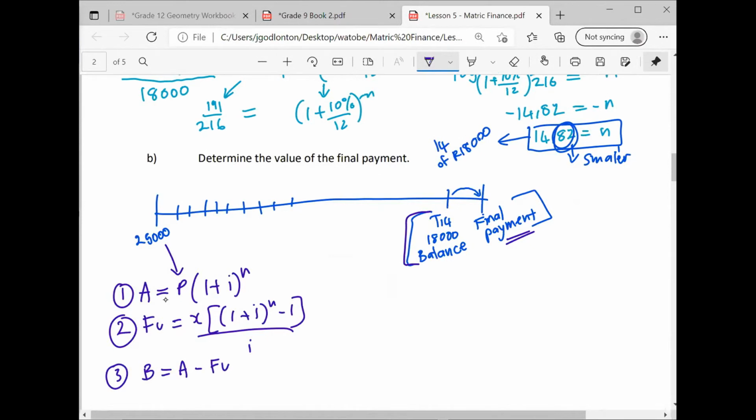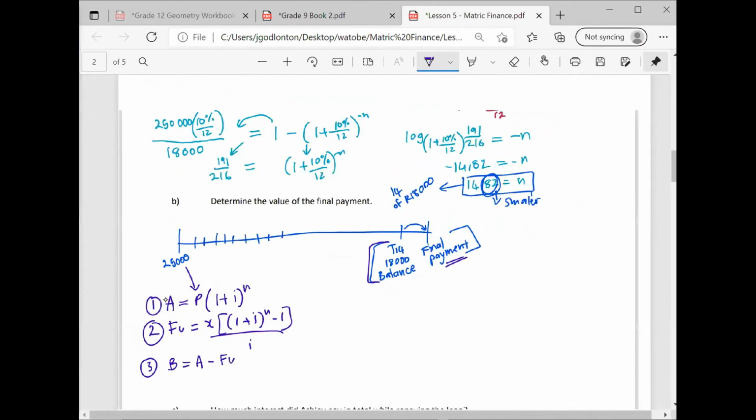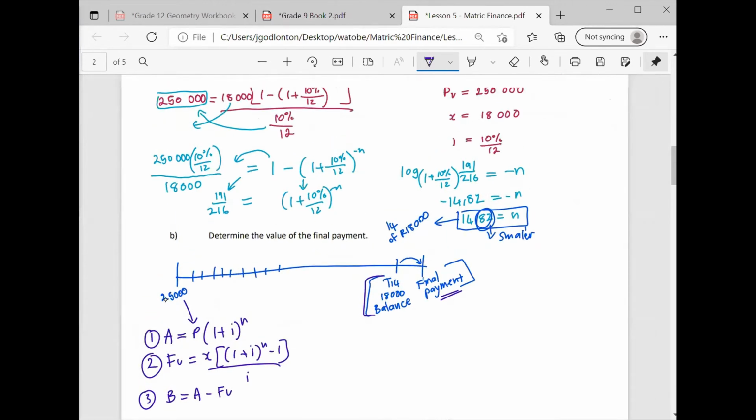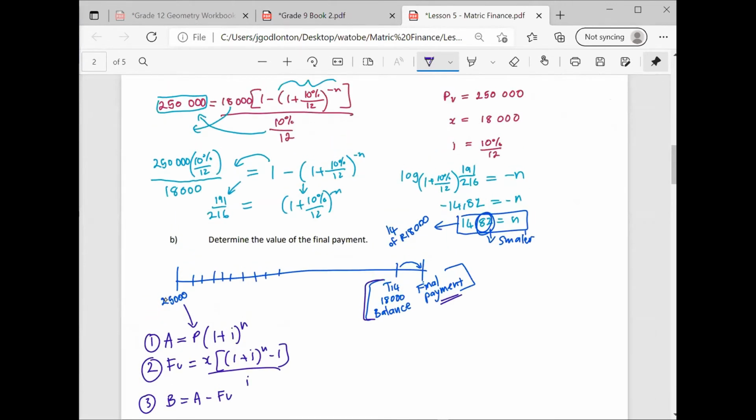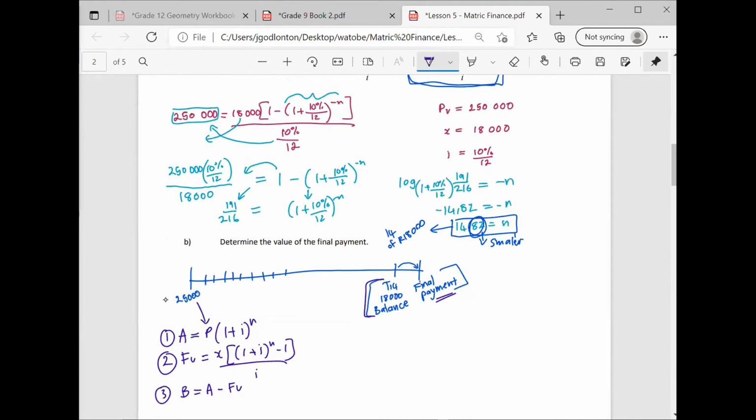So I want everyone to try and put this information in and see if they can find the balance of the loan after the 14th payment. That should have all the information that you will need on the screen. And it should be a really big number.